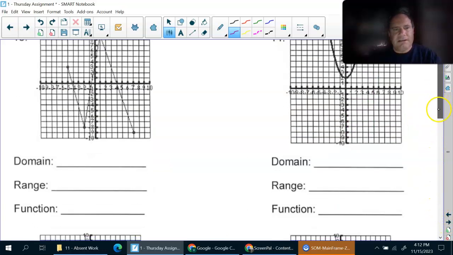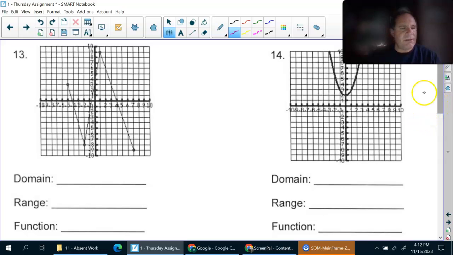Number 13, it's asking to see what the domain is. Now the graphs are a little bit more difficult. So we'll just go ahead and do the vertical line test to see if it's a function. It is a function. It only goes through once. So the domain, where we're talking about just the x values, we're going to look at the very left of the graph. This is a negative 1, 2, 3, 4, 5.